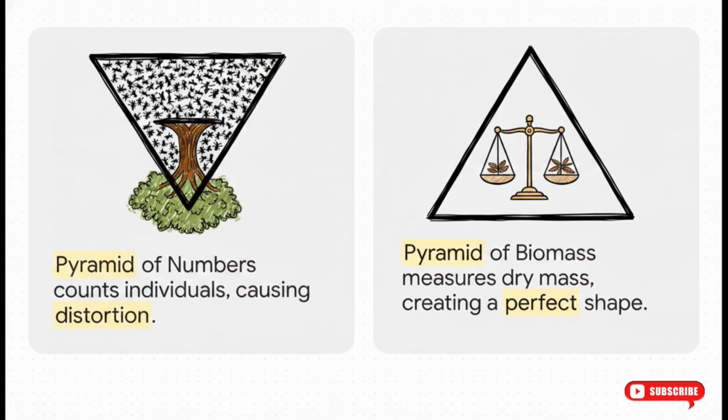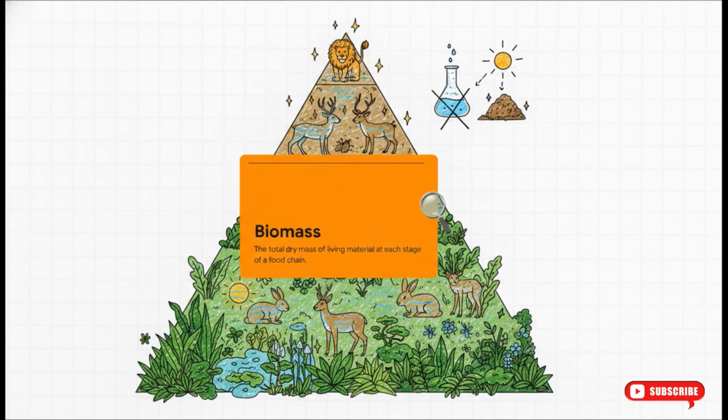And that's simply because the number 1 at the bottom is way smaller than the 10,000 in the middle. So just counting organisms is a highly flawed way to measure the actual energy available. We need a much more accurate method. So the crucial point is this. Instead of counting bugs and trees, we calculate the biomass. Biomass is the total dry mass of living material at each stage of a food chain.